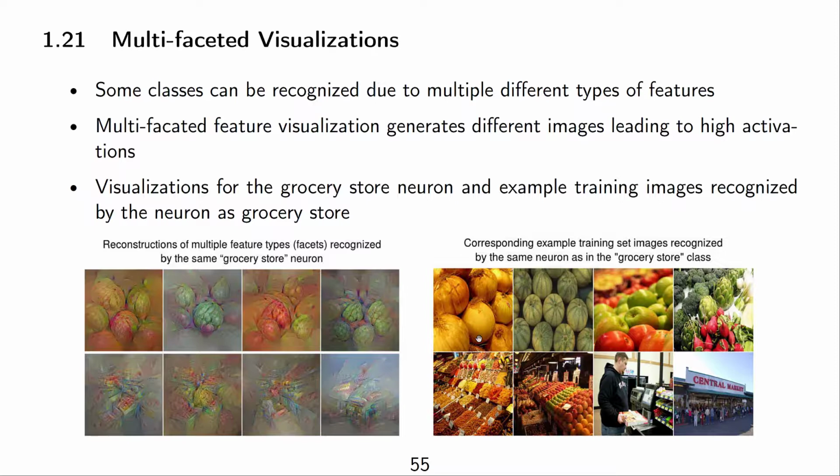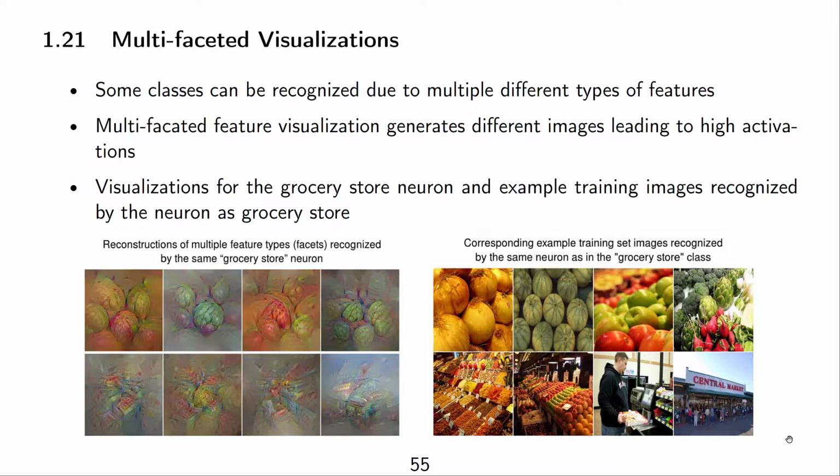Maybe a similar idea was picked up by this paper, multifaceted visualizations. And also they say that classes can maybe be recognized due to multiple different types of features. So if you look at the bottom right, there would be many different types of images that indicate a grocery store. That could be that you have a zoomed in version of some of the vegetables or fruits. You could have some image that shows many different vegetables or fruits being offered, or you could even have an image that just shows the outside of the store.